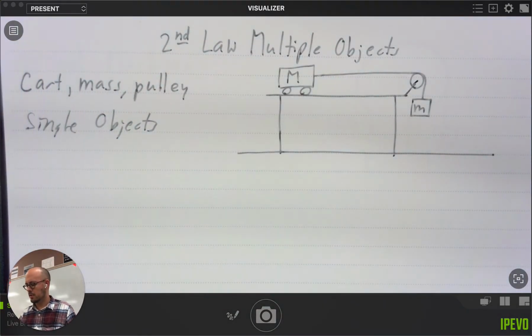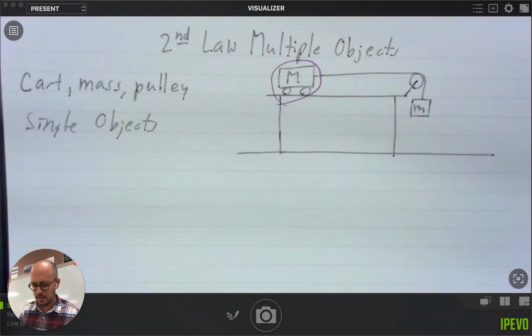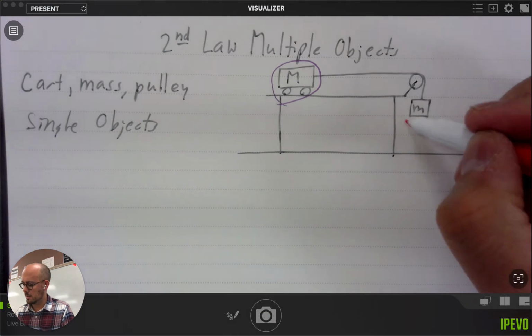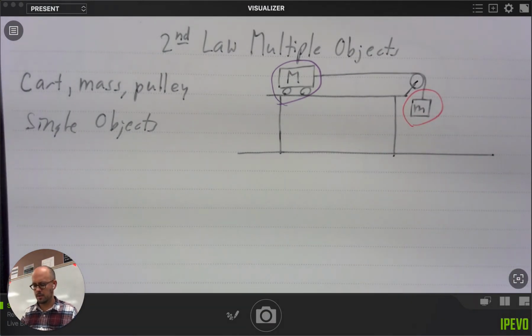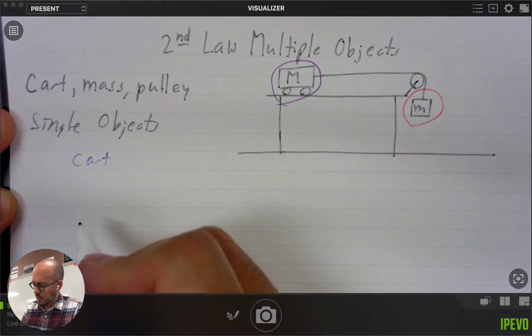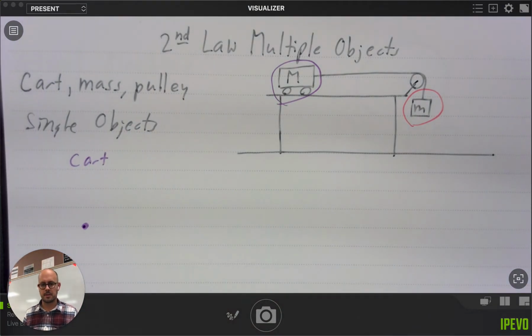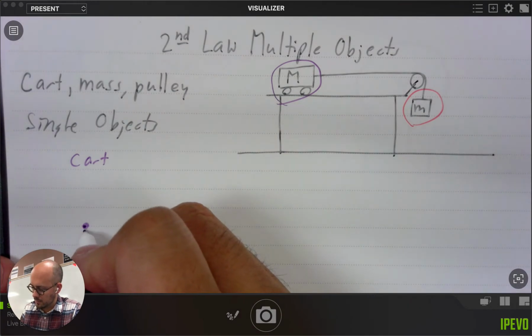I'm going to do two free body diagrams. I've labeled them capital M and lowercase m because I want you to understand that in this situation, typically the mass that's hanging has a smaller mass than the mass of the cart. So we'll start with a free body diagram for big M, which is the cart. As far as the cart is concerned, there are three forces acting on it. There's the weight of the cart.